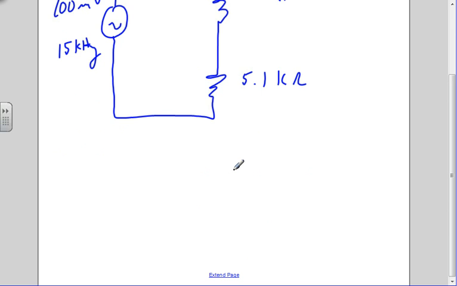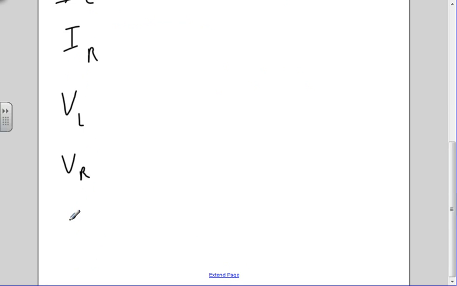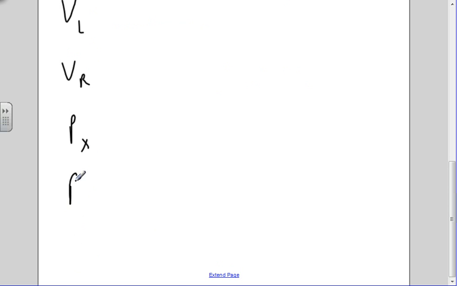Calculate the component current. So I want I sub L, I want I sub R. I want voltage sub L, voltage sub R. Check your numbers. I want power X, power R, and power apparent.